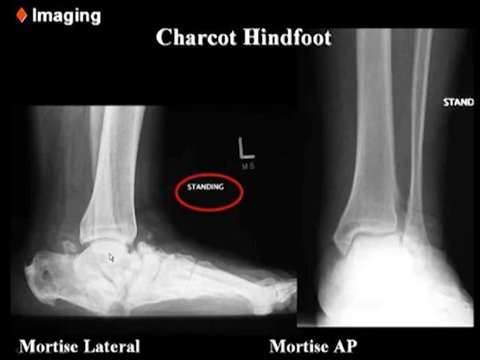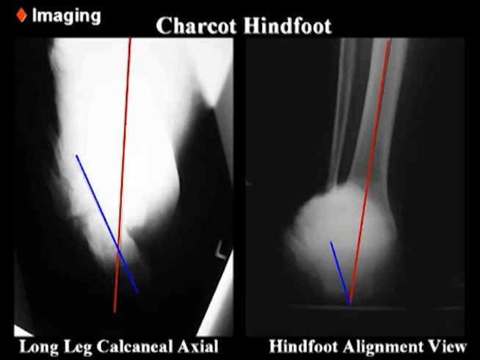And again, also important to observe or image adjacent joints to ascertain whether or not there's further Charcot or other adjacent joint Charcot deformity. Here's an example of a subtalar joint Charcot where the heel is in varus, and this can be obtained via long leg calcaneal axial view, as you see here on the left, and on the right screen you see the hindfoot alignment view, which also gives you a good axial image of the calcaneus and its relationship to the tibia.